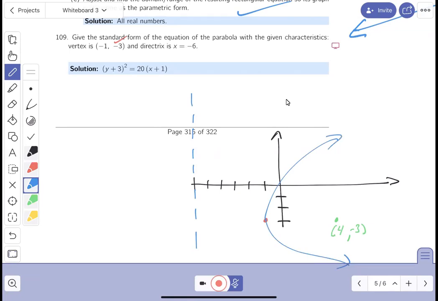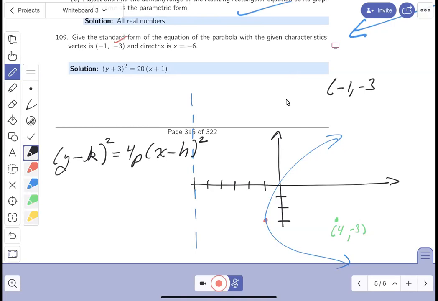And I know the form of this parabola. And it's going to be y minus k squared equals 4p times x minus h squared. Here's the deal though. They gave me the h and k. This is h, and that's k.